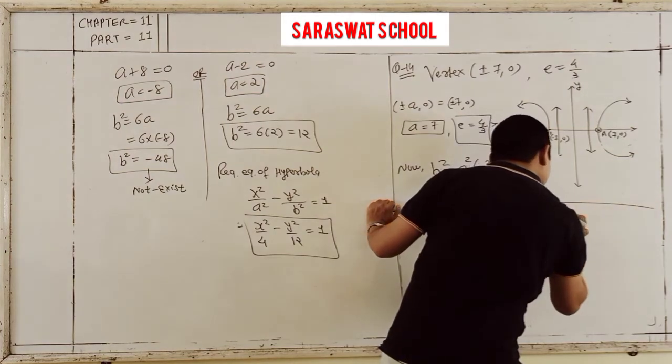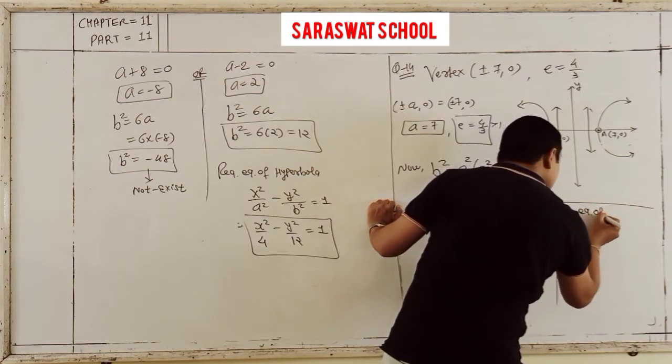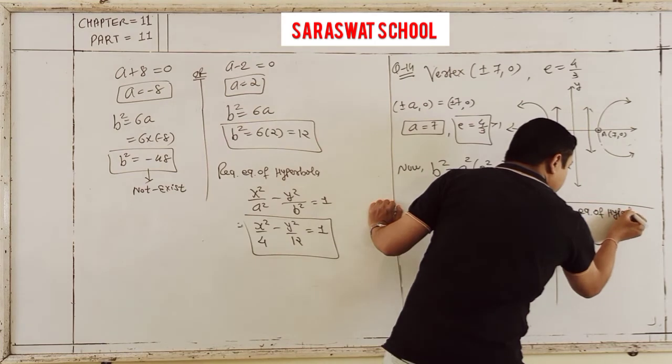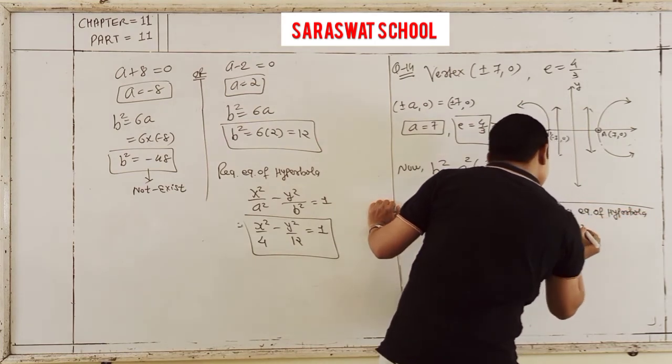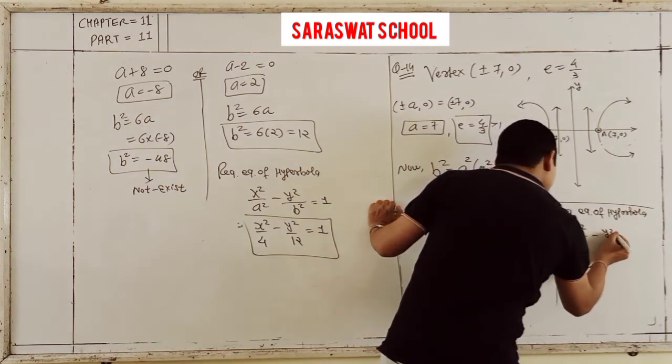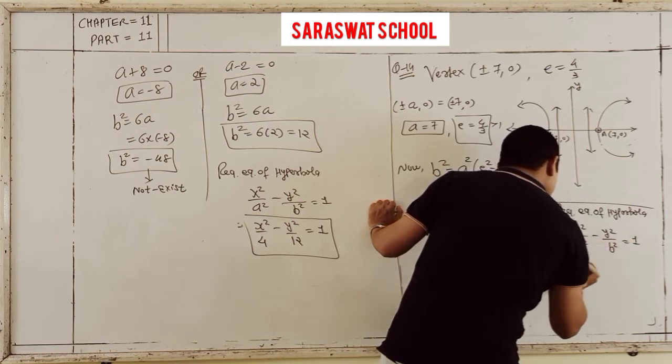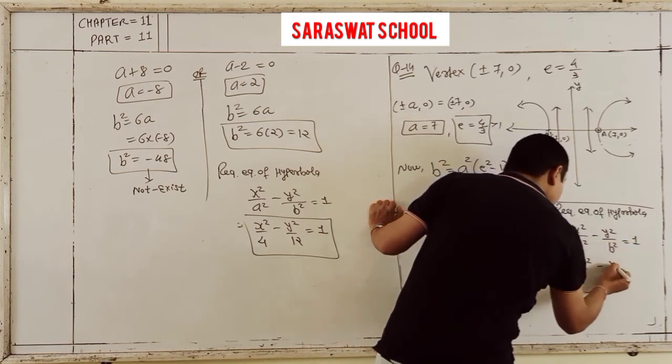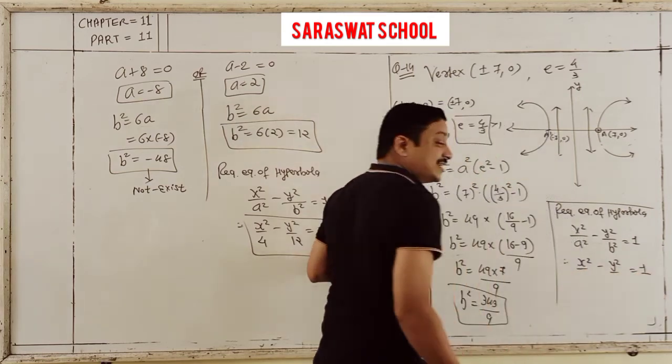Therefore the required equation of hyperbola, yes, x square upon a square minus y square upon b square is equal to 1, and easily you will get the answer.